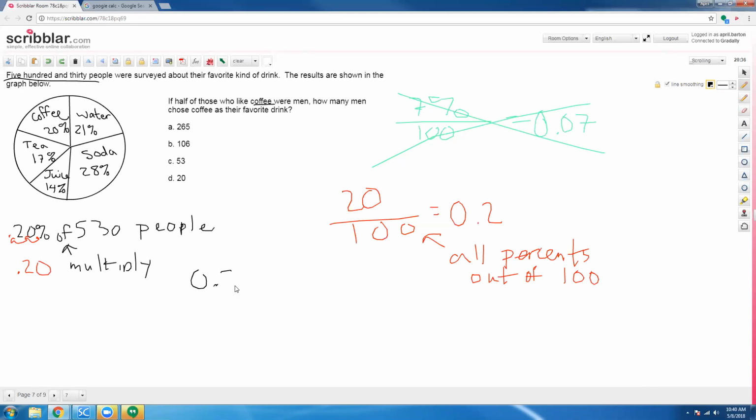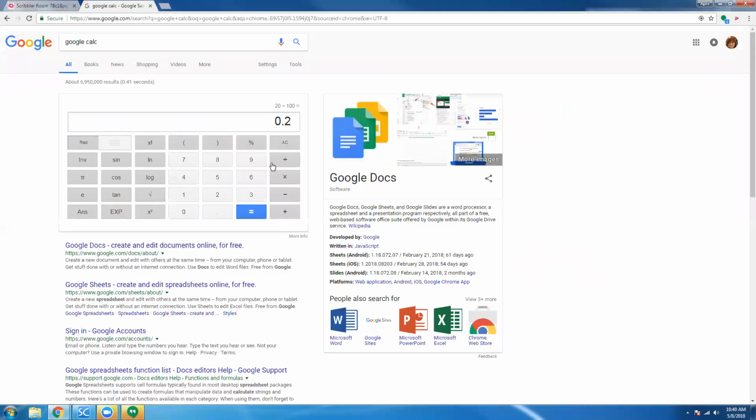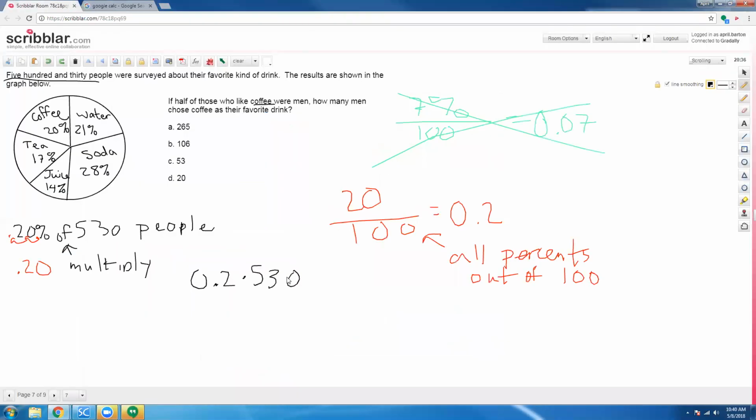So 0.2 times 530. And again, a lot of these problems you just need a calculator for. Doing 0.2 times 530 by hand is pretty hard. So we type it into our calculator and get 106.